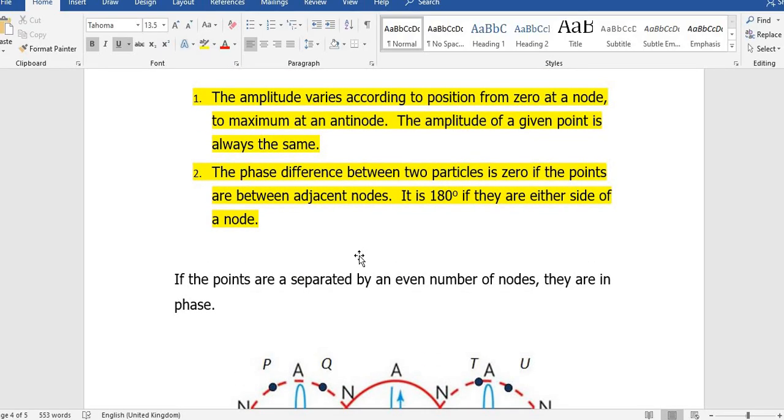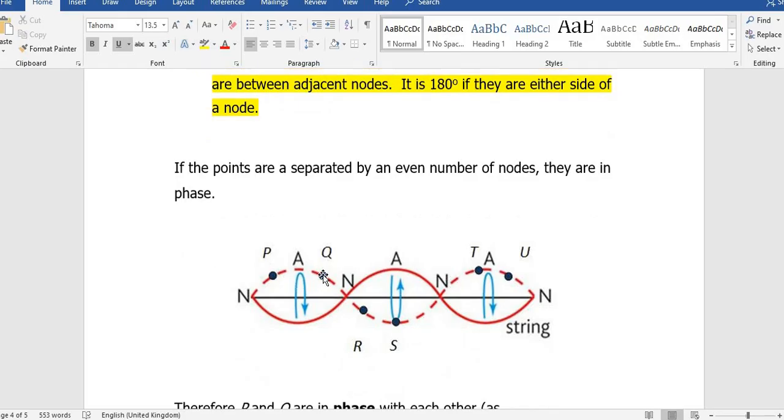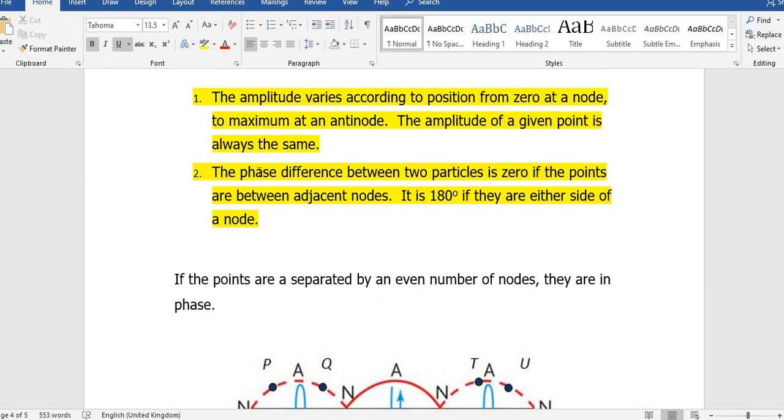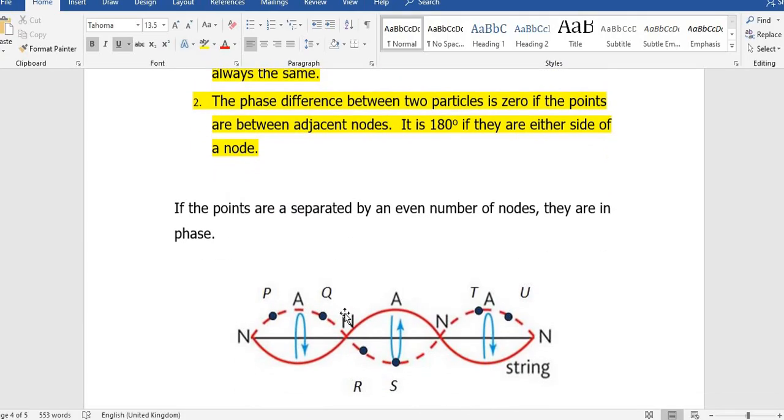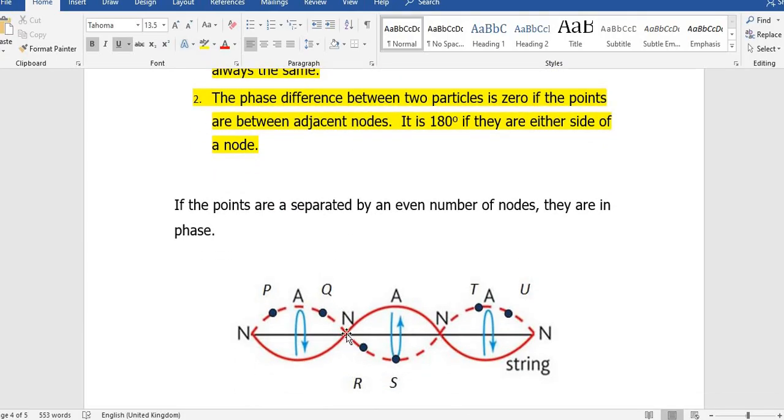Okay, but if you take P or Q and T or U, so here and here they are in phase, because as soon as this moves up, this also moves up. That's what they mean by this. The phase difference between two particles is 0 if the points are between adjacent nodes. So any point between two nodes is also the same. So here is one node, here is another node. Between this also, as soon as this moves up, this also moves up.